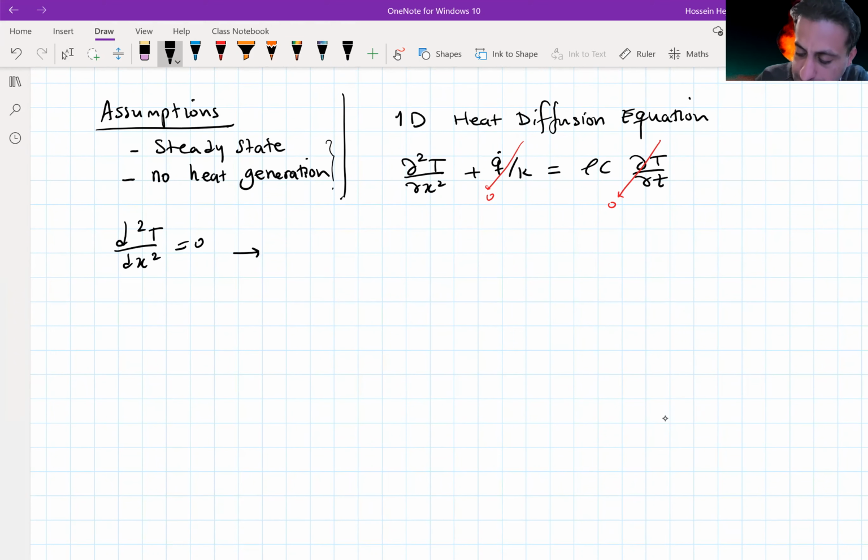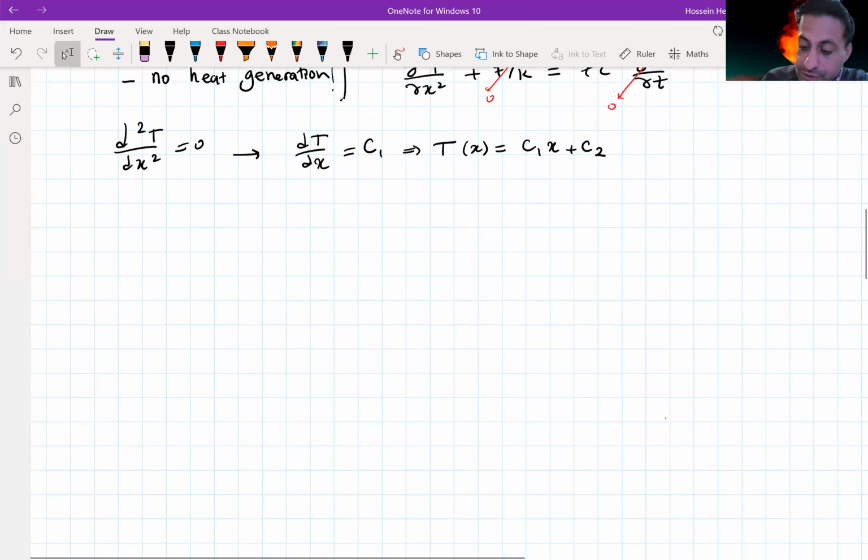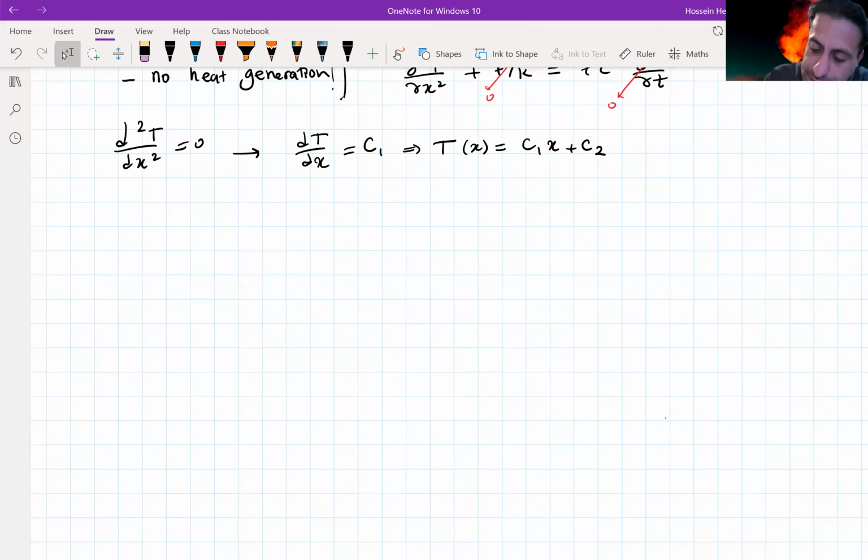If you take an integral, it's going to give you dT over dx is a constant, c1. And the second integration gives you T as a function of x. It's going to be c1 x plus c2. Now we need to find c1 and c2. This is a second order ordinary differential equation, so we need two boundary conditions.